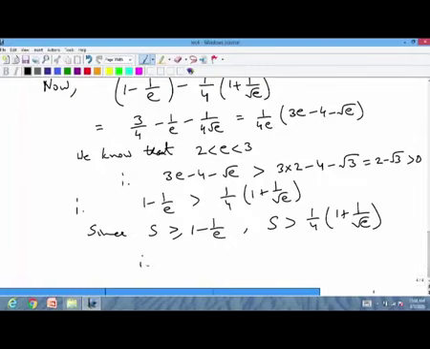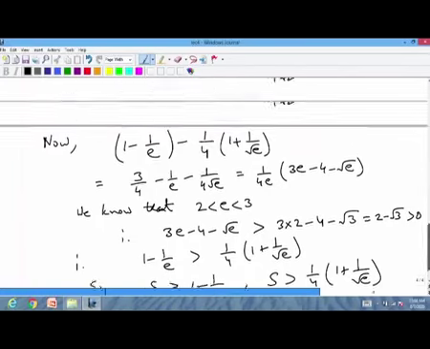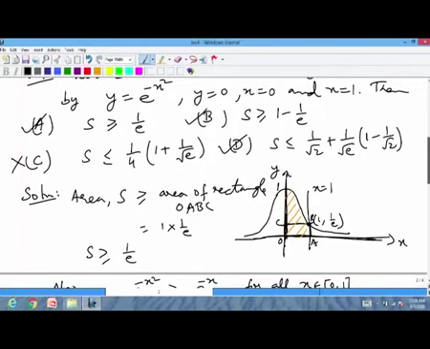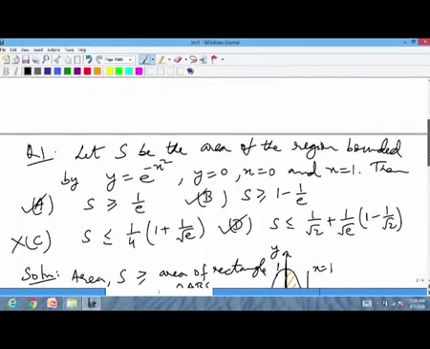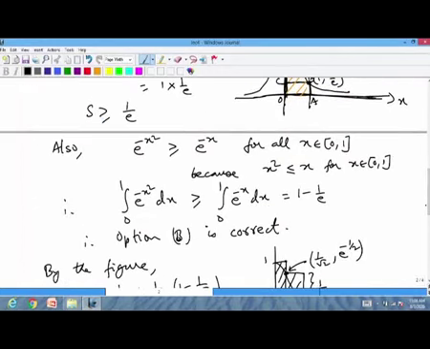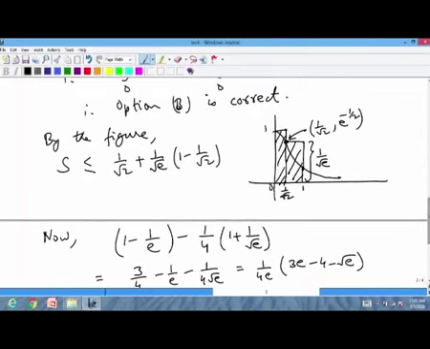So, therefore, option C is wrong. So, this says that options A, B and D are correct and C is wrong. Here you should note that this integral e to the minus x square dx from 0 to 1 is not possible to evaluate exactly. So, therefore, you have to use these inequalities; you cannot calculate the exact value of this integral.